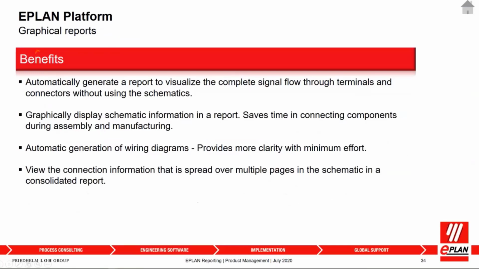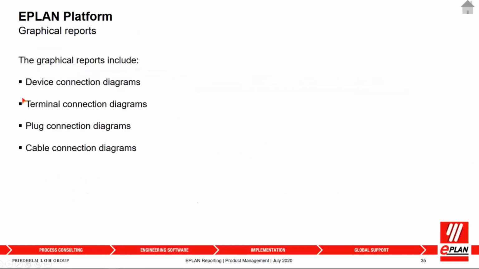Then we have these graphical reports. Graphical reports are multi-layer reports. Multi-layer reports meaning that it doesn't just show one target, it shows multiple targets in a connectivity aspect. So these consist of device connection diagrams, terminals, plugs, and cables, and they represent different ways of showing the information.